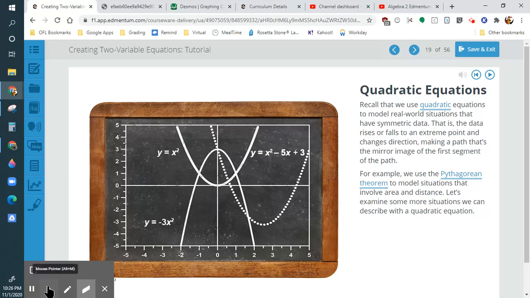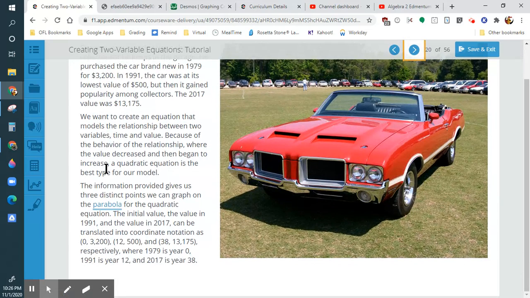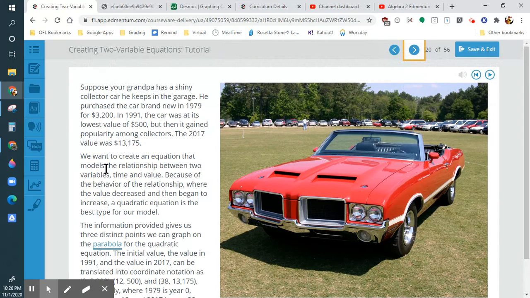But Pythagorean theorem, for example, we use Pythagorean theorem. So square roots, we're basically using squares. Quadratics are just squares. And they're used a lot when we're talking about gravity and the force of gravity. So suppose Grandpa has a shiny new car. So this is his car in 1991.